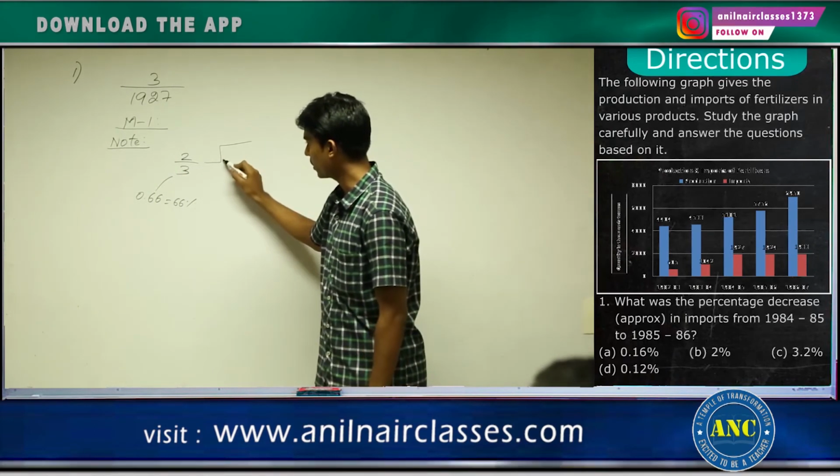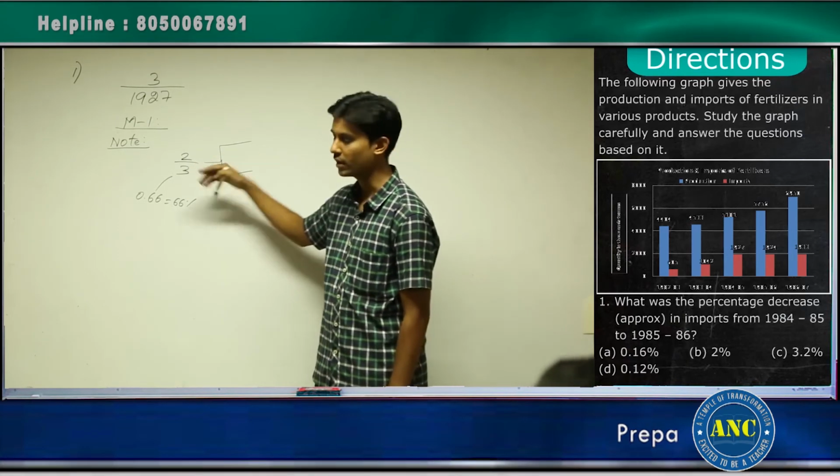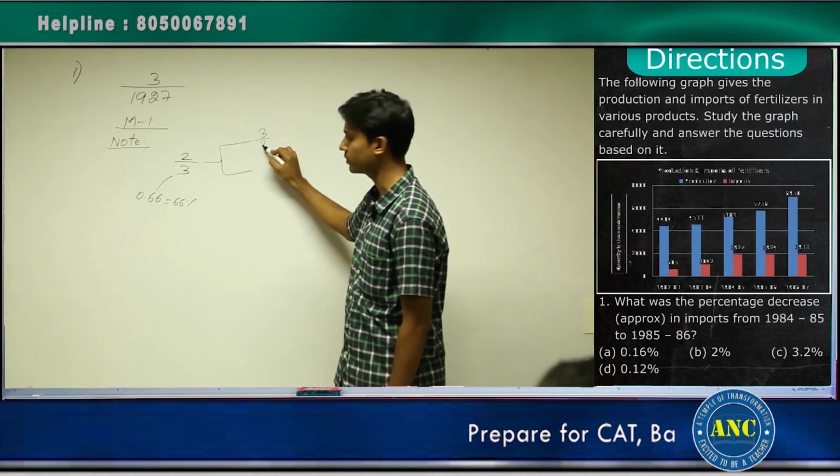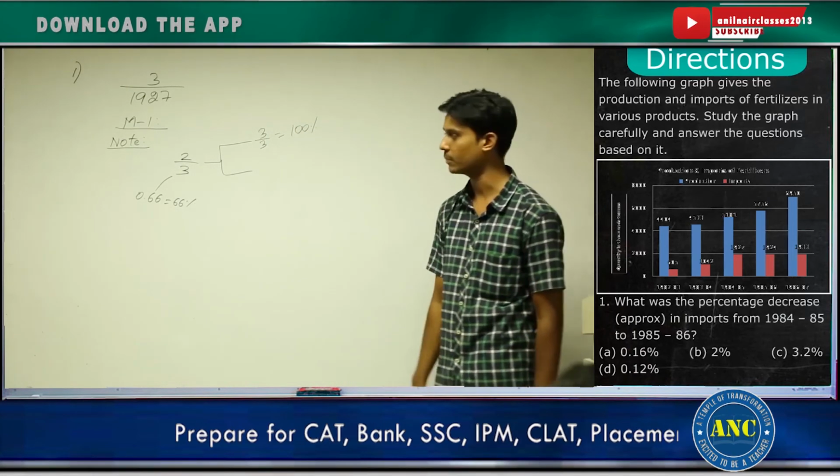Let me approximate the lowest value in the given fraction. What is the lowest value in the given fraction? 2. Let me approximate it to 3. It becomes 3 by 3. 3 by 3 is 100%. Agreed?